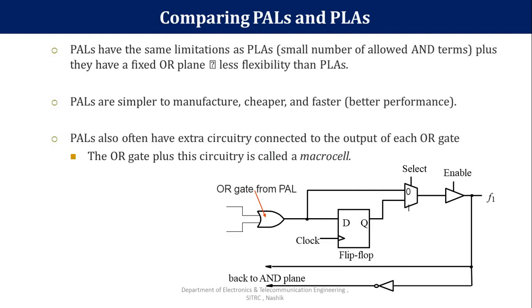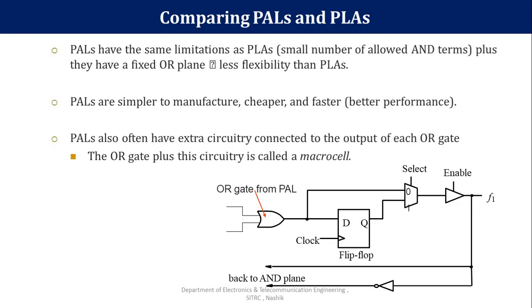Now if we compare programmable array logic and programmable logic array, the programmable array logic has the same limitations as a PLA, plus it has a fixed OR plane and less flexibility than the PLA. Hence PALs are simpler to manufacture, cheaper and faster, because one plane is programmable but one plane is fixed. It means it is less flexible. It has better performance, and is cheaper to manufacture and faster.